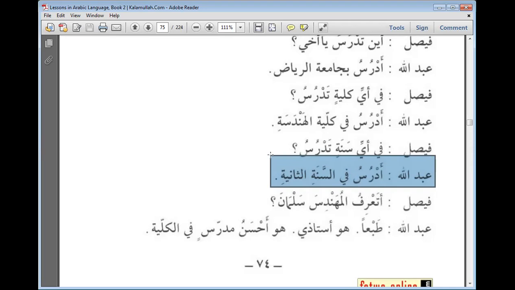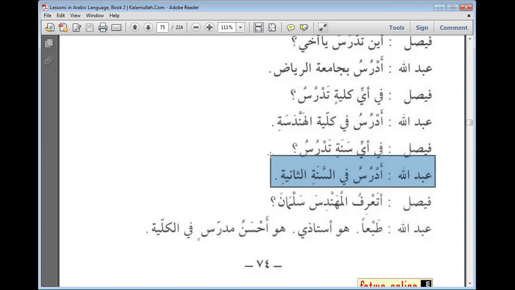So you had dhahaba yadhhabu. Darasa yadrusu. With the ya added. And we said that ya going on to the front of the present tense verb represents the third person masculine singular. So darasa, he studied, past tense. Yadrusu, he studies, present tense. With the ya added at the front.